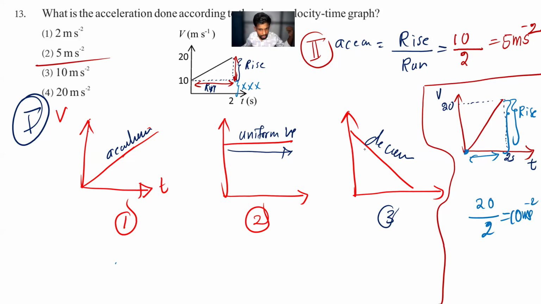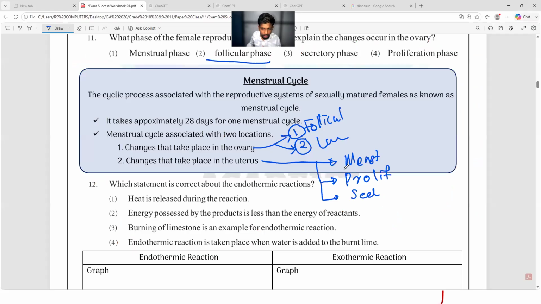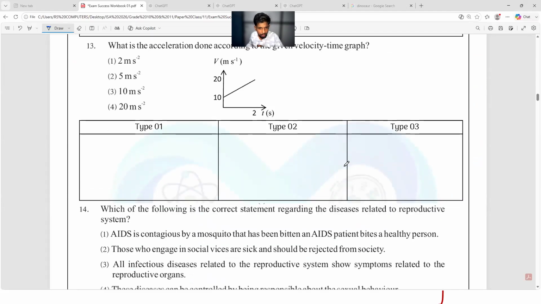Okay, now come to the paper, the question paper. Here within the paper we can mark that down, right? Type 1, that is the acceleration graph. The graph will be like this. Second one, the velocity time graph. Okay.